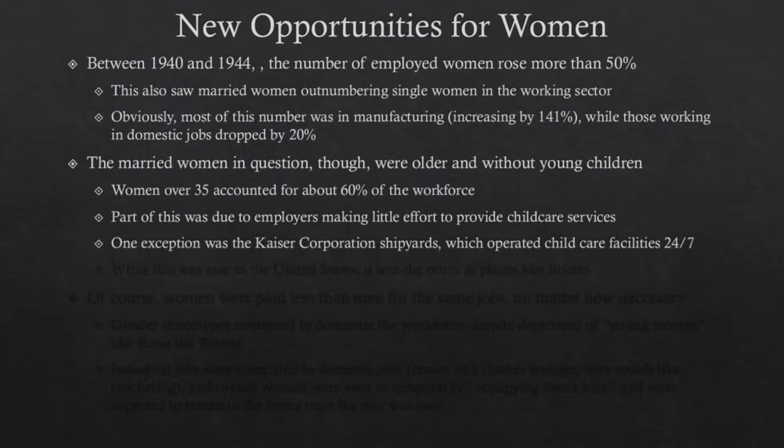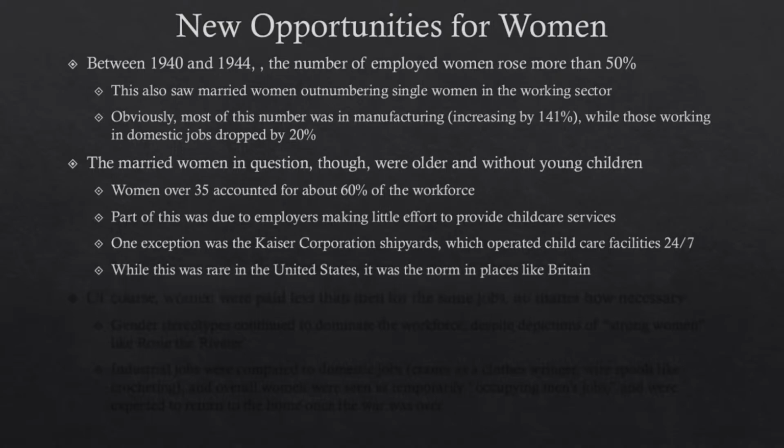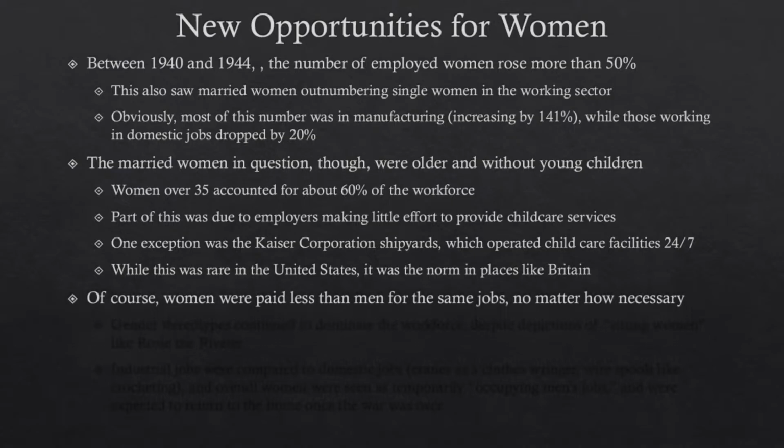That wasn't a thing. There was the Kaiser Corporation shipyards, which had child care facilities on site 24/7. So you could go to the shipyard to make your ships or whatever, and just drop your kid off at the on-site daycare. That's kind of cool. And not even daycare, like 24/7 childcare. If you got an 11 o'clock shift, cool, bring Junior, drop him off. He's got a place to be. It's safe and secure. This was pretty rare in the U.S., but it was normal in places like Britain because, again, it seems like the European countries tend to take care of their children and elders better than the United States. At least they used to.